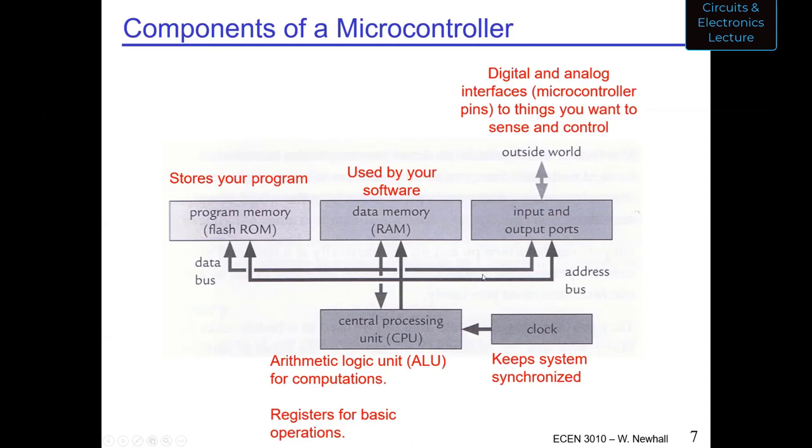If you want to control or send something to the outside world, that's what these input and output ports are. So I could say, change one of the pins of the microcontroller to be 5 volts, or change it to be 0 volts. Logical one or logical zero. That can all be controlled by your program in program memory, and then the CPU executes that. You can also read in values from the outside world.